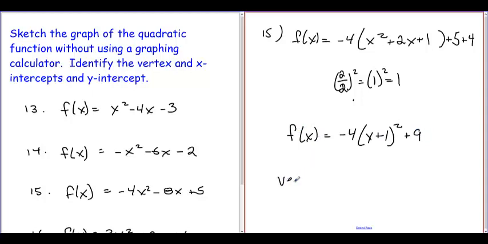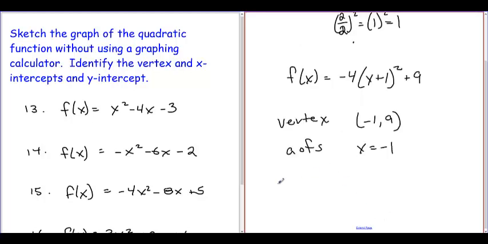Okay, so the vertex is going to be negative 1 comma 9. The axis of symmetry is x equals negative 1. The y-intercept, we go back to the original equation, you're going to get positive 5, so it's going to be 0, 5. Remember, the y-intercept is f of 0, so that's 0, 5.